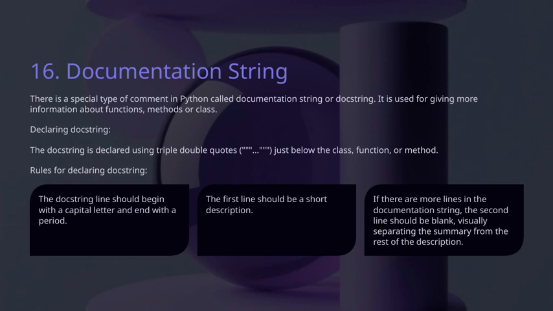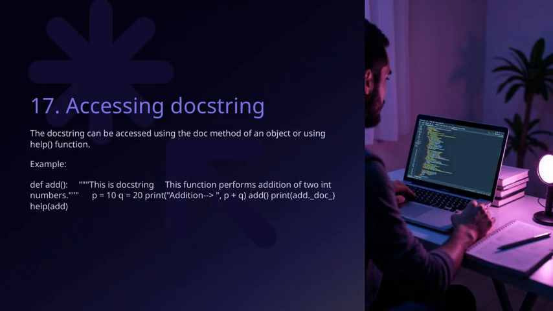Now let's talk about accessing docstrings in Python. The docstring is a special string that describes what a function or class does, and it's incredibly useful for documentation purposes. You can access this information in two main ways. First, by using the __doc__ attribute of the object, which is straightforward and simple. Second, by using the built-in help function, which provides a formatted help message including the docstring.